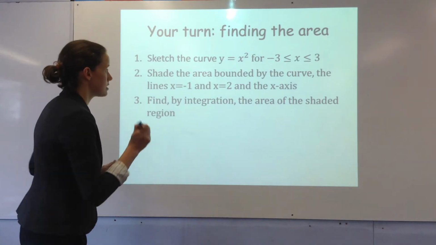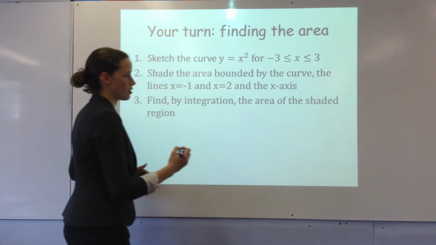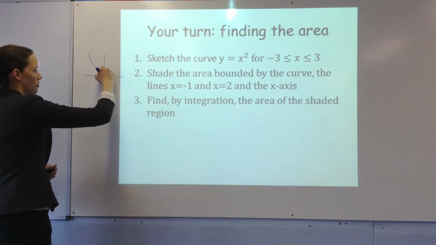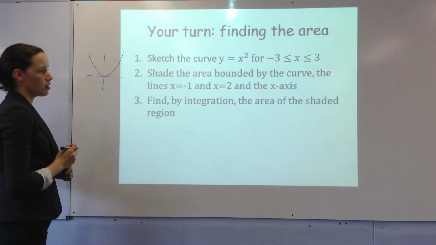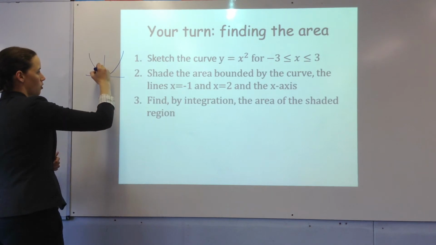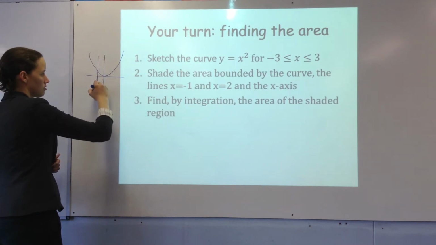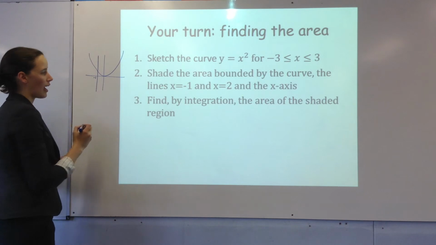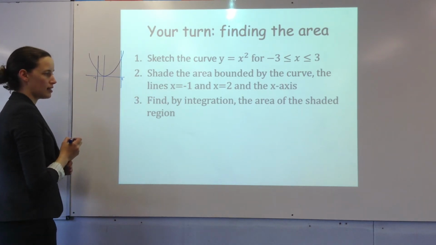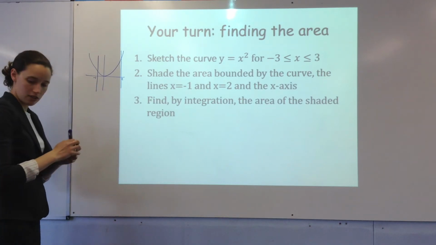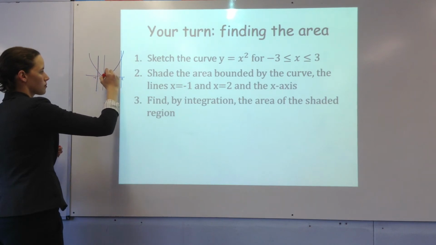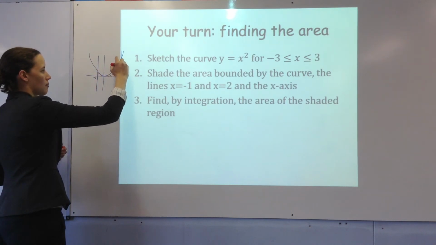Okay, sketch the curve. Well, we can all do that, nice and easy. Do it over here. It's just a smiley face graph. Shade the area bounded by the curve, the lines x is -1, so that's going to be here, -1, and 2, so a little bit further along, 2, and the x-axis. So the area that we're going to be finding is a little bit of this one, and that bigger region there.